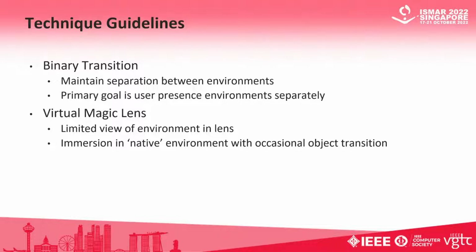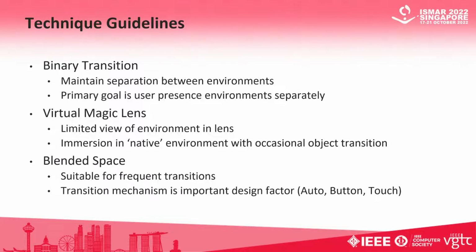The virtual magic lens is good more for occasional transitions because it only gives a limited view of the virtual environment, and as such, it's more useful when one of the environments has a priority over the other, and the view of the virtual environment is not that important. And then finally, there's the blended space, which we showed was suitable for frequent transitions, but the exact transition mechanism is a very important design factor, as we found different results in both the studies.